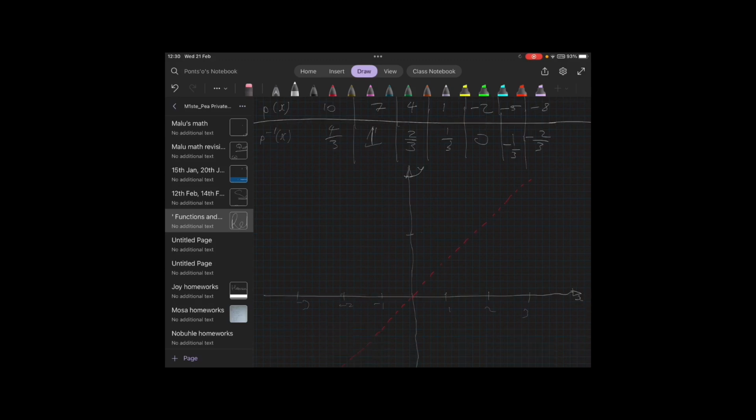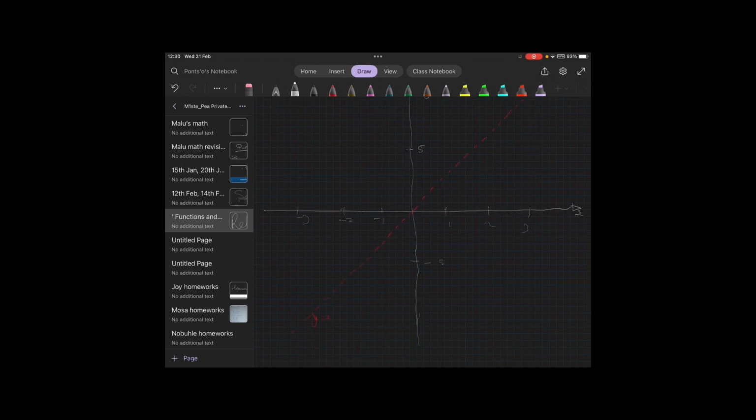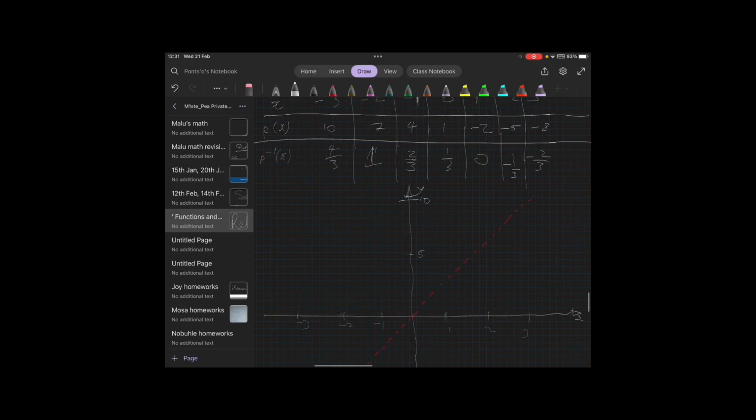So we have 10 all the way to 8. So I'll just do this. 5, 10. And then we'll do this. Negative 5, negative 10. Alright. So where x is negative 3, y is positive 10. So we'll use the green line to plot that. At negative 3, we've got positive 10.